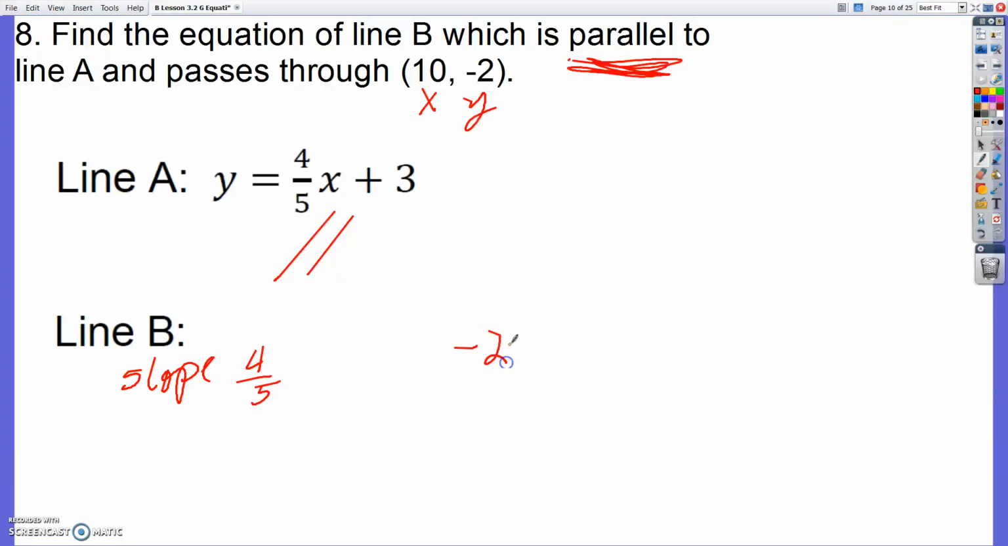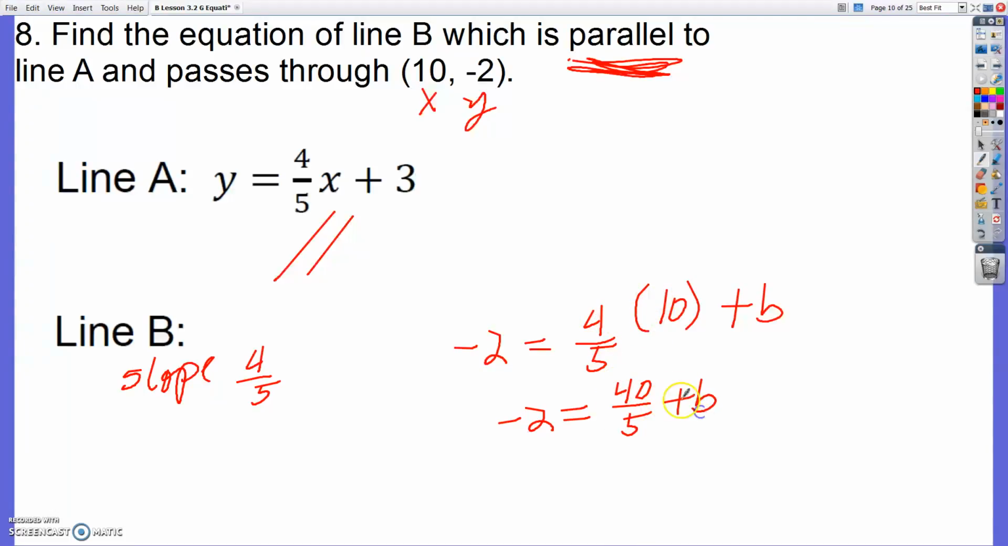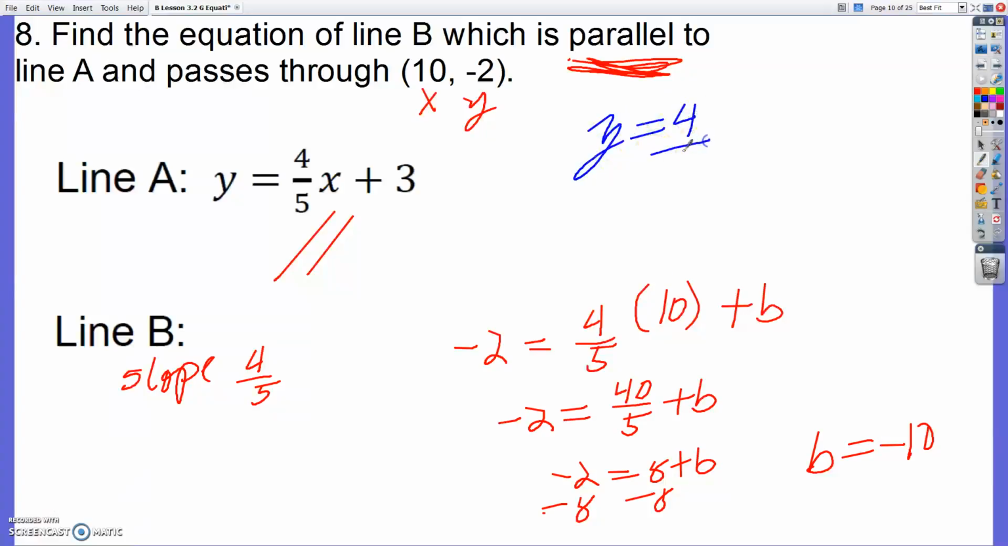That's going to look like negative 2 is equal to 4/5, so that's the slope, times the x value, which is given, which is 10, plus b. The equation is going to look like negative 2 equals 40/5 plus b. 40/5 reduces to 8. I'm going to subtract 8 on both sides to get b is equal to negative 10. All right, so from there, your equation of a line is y equals 4/5 x minus 10.